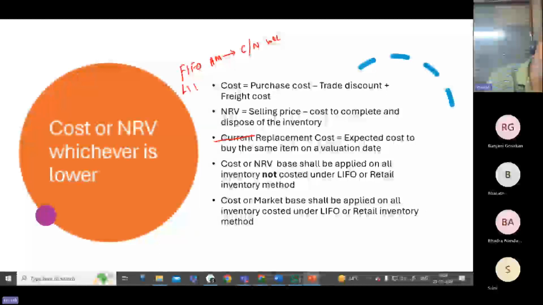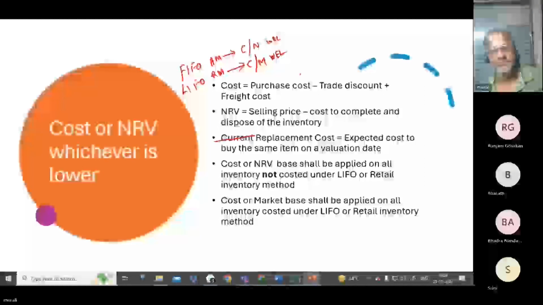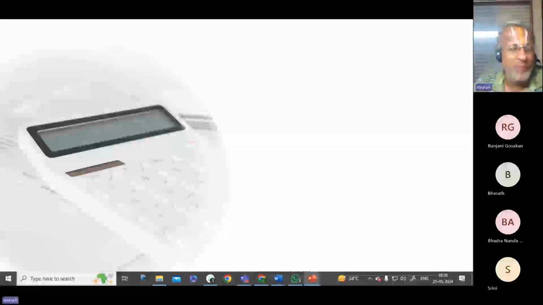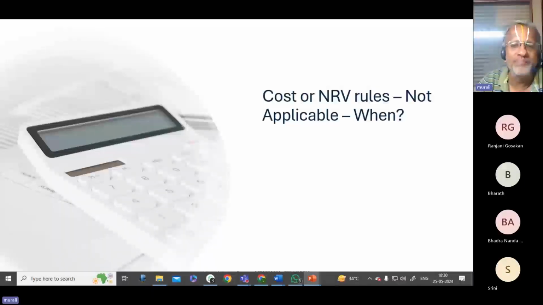So in the case of LIFO and retail inventory method, cost or market, whichever is lower. So you can take it like that. So have that in your mind. I hope that these points are very simple for you to take it up.